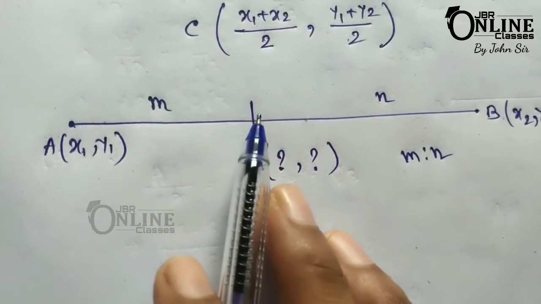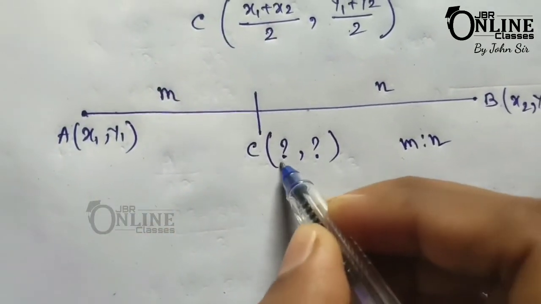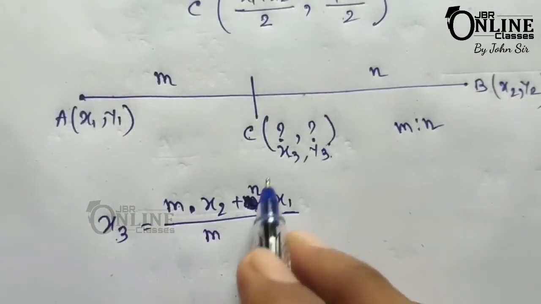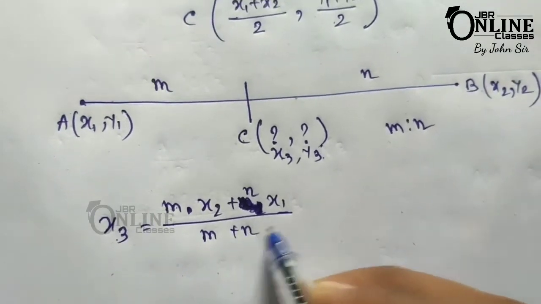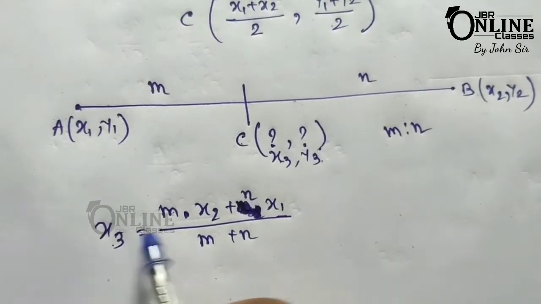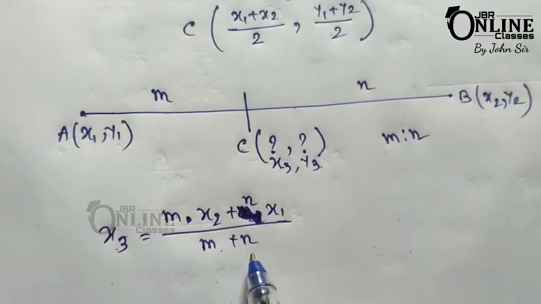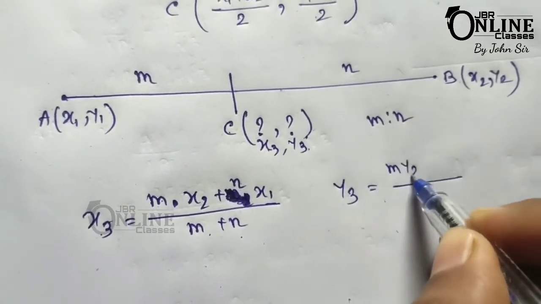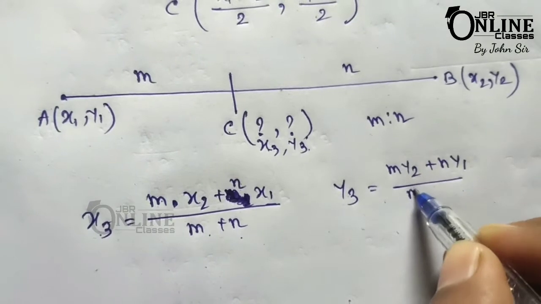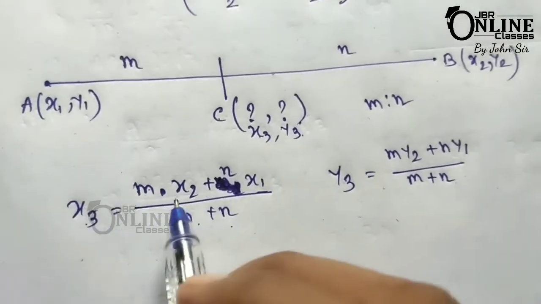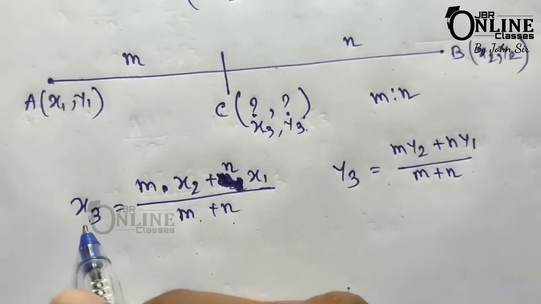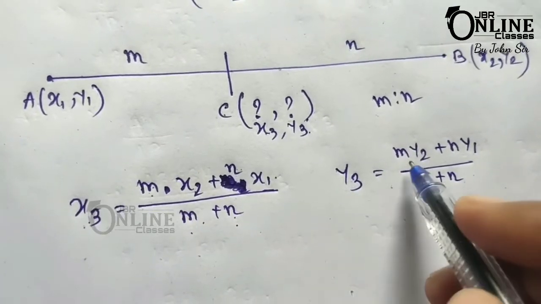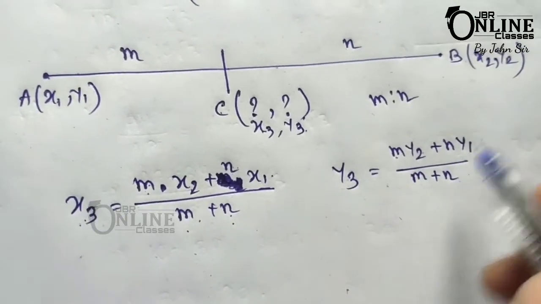To find the coordinates of this point, suppose the coordinates are (x3, y3). Then the formula is x3 equals (m x2 plus n x1) divided by (m plus n). As well, the coordinate y3 equals (m y2 plus n y1) divided by (m plus n). So the formula is x3 equals (m x2 plus n x1) divided by (m plus n), and y3 equals (m y2 plus n y1) divided by (m plus n).